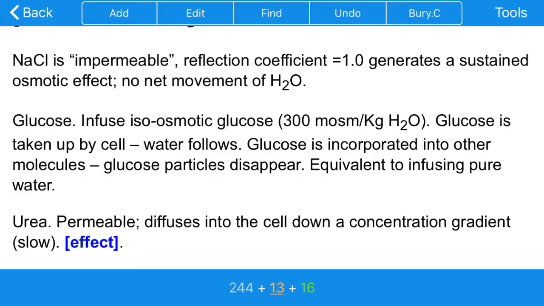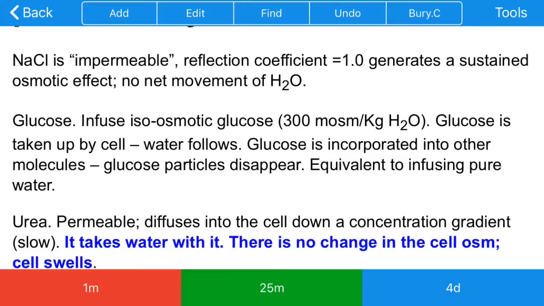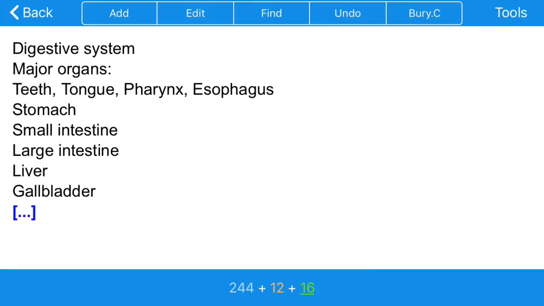Sodium chloride is impermeable. Yes, but urea effect, no change in osmolarity, but definitely cell swollen. Gallbladder. Pancreas.